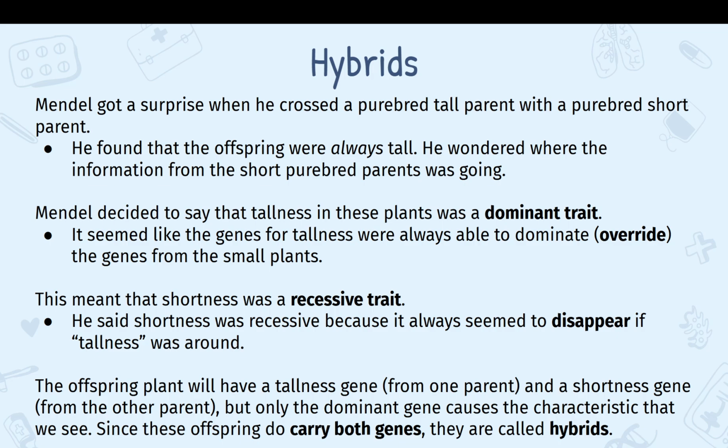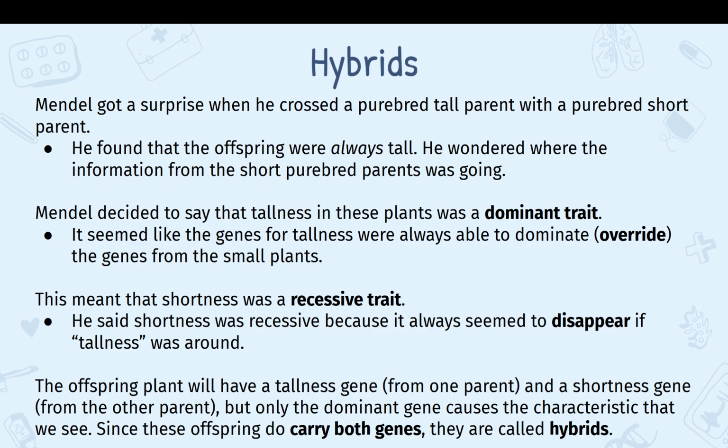So what he figures is that sometimes certain traits are what we will refer to as dominant. In this case, tallness is a dominant trait. Even though those offspring were getting tall and short genes, only the tallness ever showed because the dominant gene for tallness always wins out. It overrides the recessive trait of shortness.